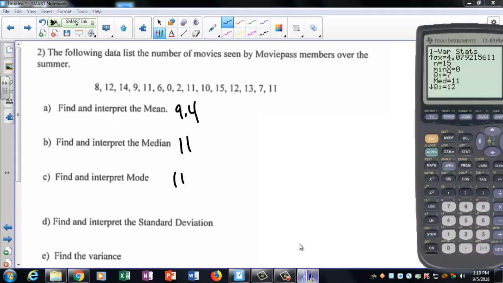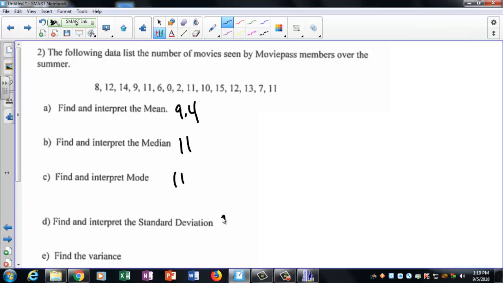Find and interpret the standard deviation. The standard deviation is on the calculator. It is Sx. Sx is 4.2. So the standard deviation is 4.2. That is the average amount of deviation each person had from the mean. So we would say on average, the number of movies that people went to deviated by 4.2 from the mean.